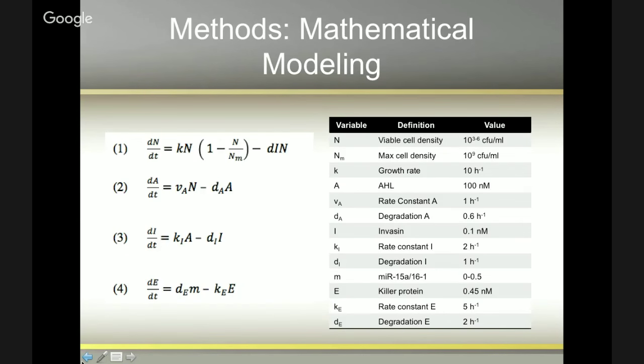Here I modeled the kinetic events in the circuit function. My differential equations are as follows. Equation 1 models cell growth and death. Equation 2 models the AHL signal. Equation 3 models the production and degradation of invasin. And equation 4 models the production and degradation of the killer protein. The values I used were either obtained from previous studies or from biological information.